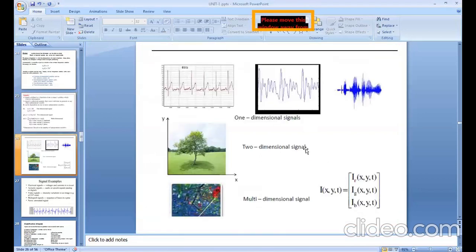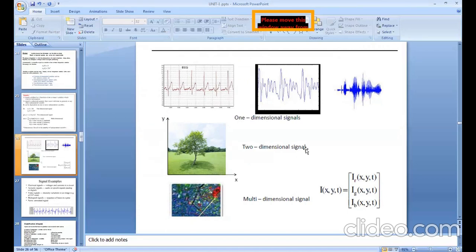Here, the one-dimensional signal is represented by an ECG signal or a speech signal, shown on the top side. Similarly, a two-dimensional signal is nothing but a picture. A picture is an example of a two-dimensional signal. Here, in this picture, the signal is varying in X and Y direction.